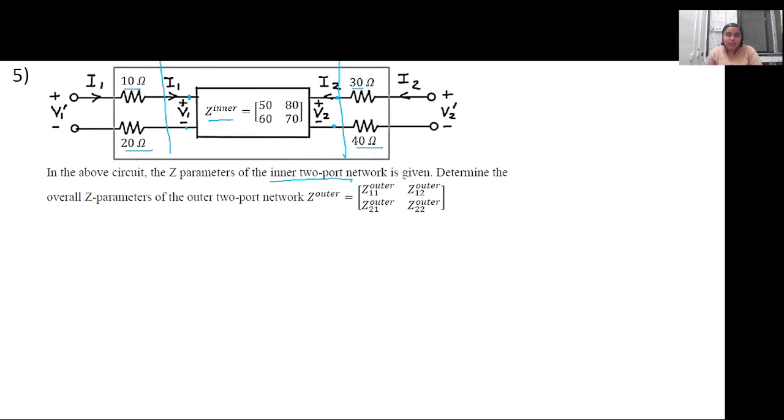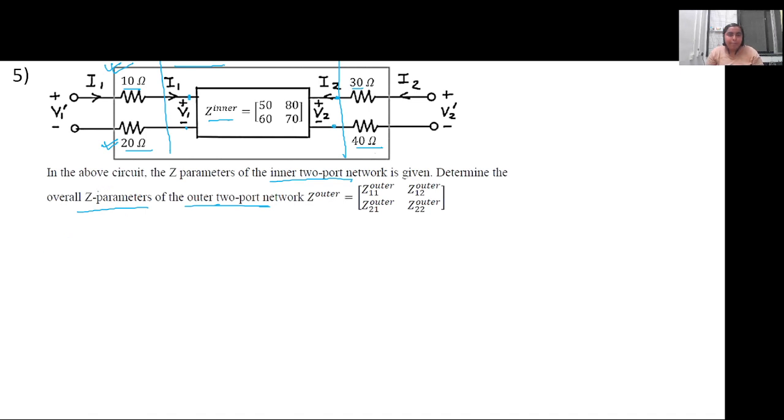In the question it is asked, if we consider this big box as the two-port network, because a two-port network can contain any number of combinations of resistance, capacitance or inductance inside it, so if we consider the big box that is drawn here, what will be the overall Z parameter of the outer two-port network? Outer two-port network means whatever is there inside this big gray color box. What will be the impedance parameter of this network?